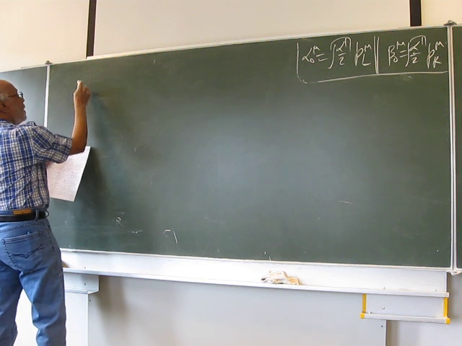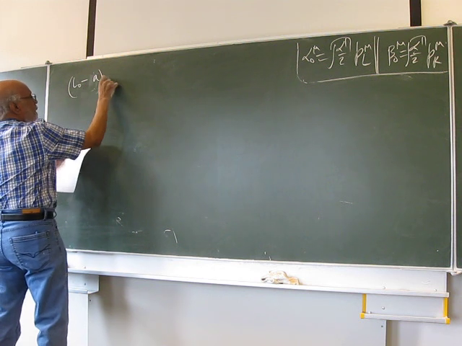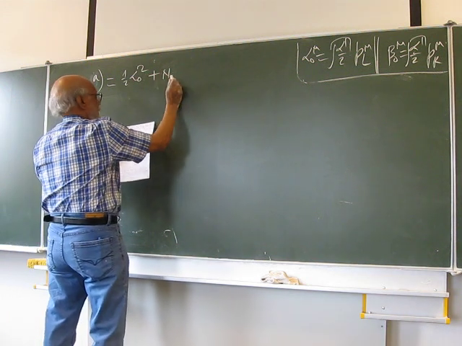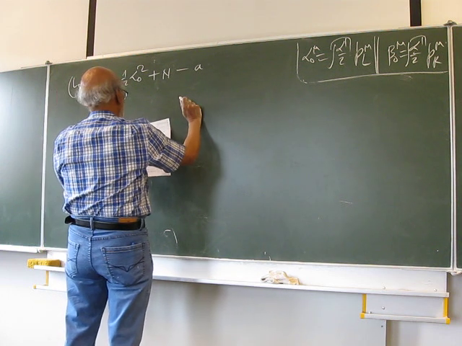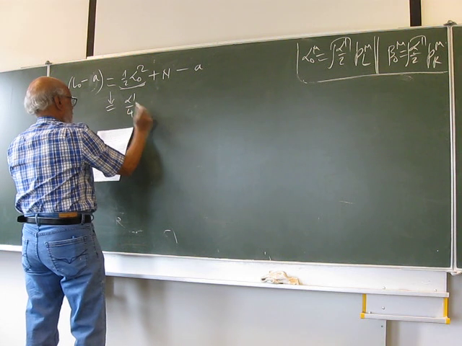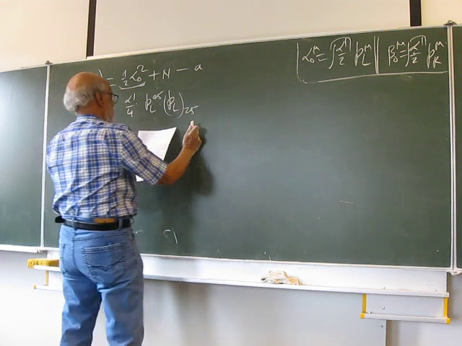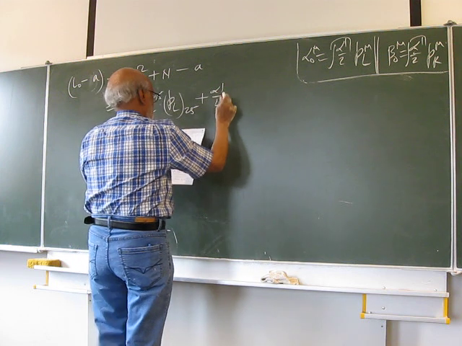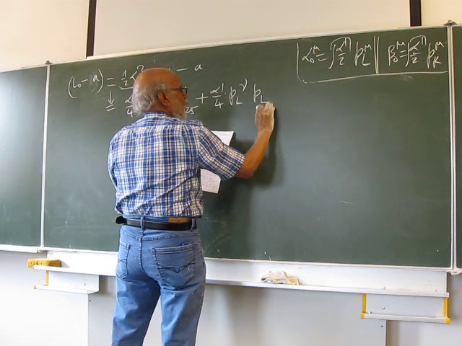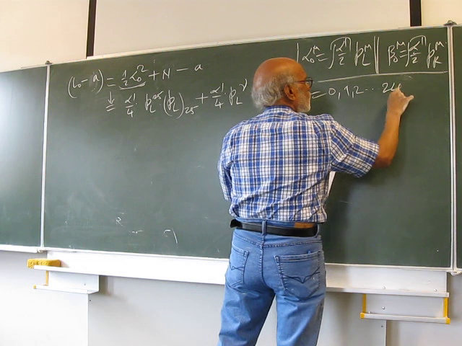So, let me just take into account L0 minus A, which is 1/2 alpha 0 square plus n minus A, and this is equal to alpha prime by 4 PL25 plus alpha prime by 4 PL, let me call it nu, PL nu. Here nu goes from 0, 1, 2, 3 up to 24.